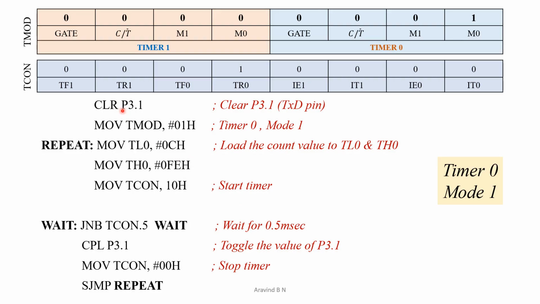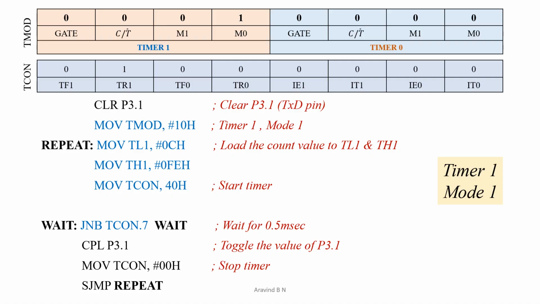That means we have cleared port 3.1, so it is in the off time. Therefore, we are going to complement port 3.1, so that when it was 0, now it has been converted to 1. Then configure the TCON register to 00H so that we can stop the timer and clear this overflow flag, and then jump back to repeat. This is a square wave, so we have to keep it in an infinite loop. Reconfigure TL0, TH0 and the TCON register and keep repeating the process again and again. So this is all about timer 0 in mode 1.